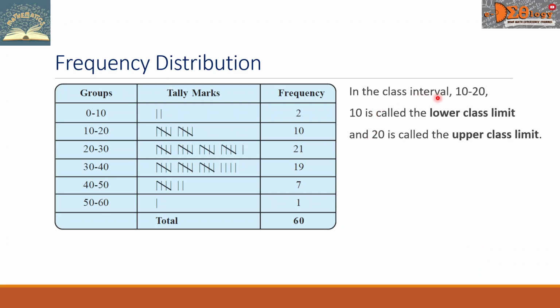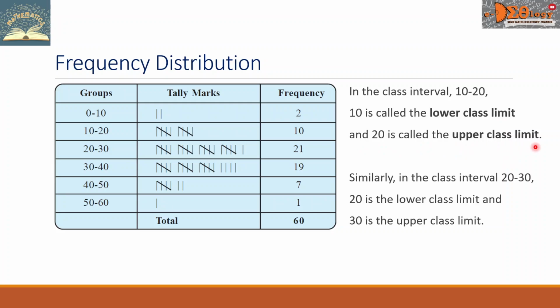In the class interval 10 to 20, the number 10 is called the lower class limit and 20 is called the upper class limit. Similarly, in the class interval 20 to 30, 20 is the lower class limit and 30 is the upper class limit.